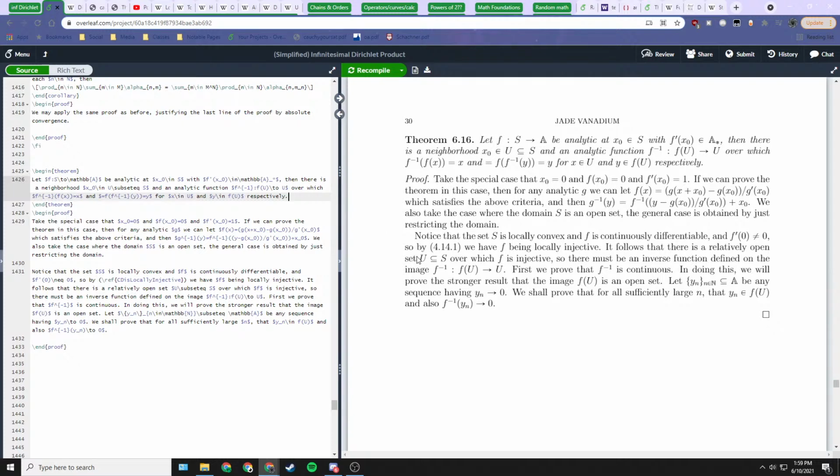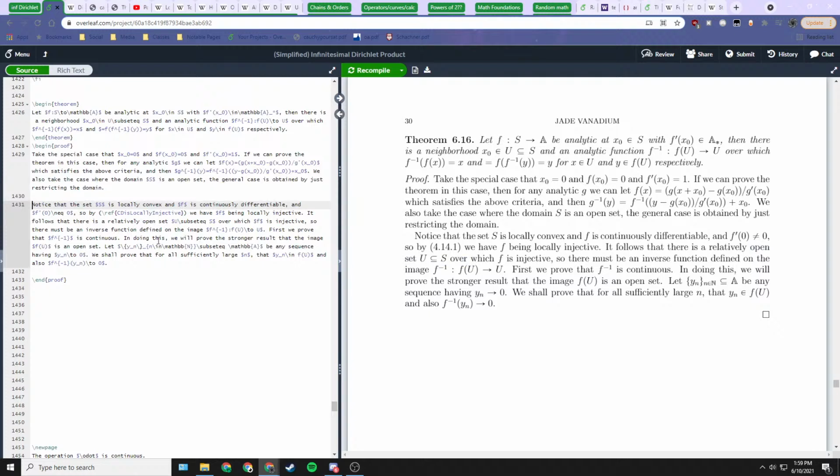Okay, let's be specific here. We should have 0 in U. So from this theorem, we have f being locally injective, so we have this relatively open set with 0 in it. There must be an inverse function defined on the image, f inverse mapping f of U to U. We first prove that f inverse is continuous.